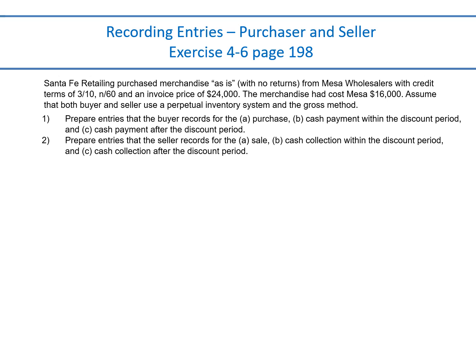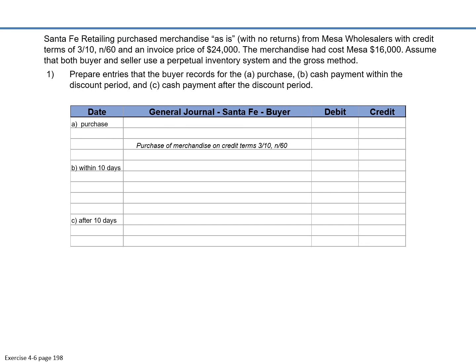So prepare the entries that the buyer records for the purchase and the cash payment within the discount period, and then what if they paid the cash after the discount period? And then prepare the entries that the seller records, okay? So first, let's prepare the entries that the buyer records.